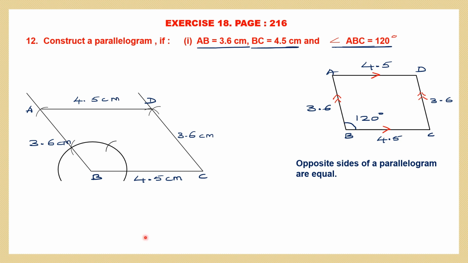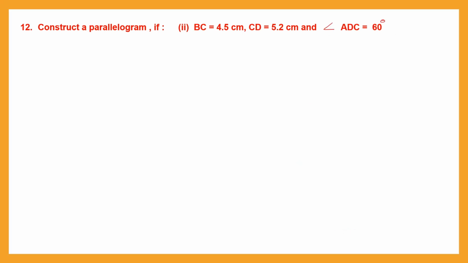So now we have our parallelogram with all the measurements. Let's mark 120 degrees also. So this is 120 degrees and we've got all our measurements. We've constructed a parallelogram. So ABCD is the required parallelogram.